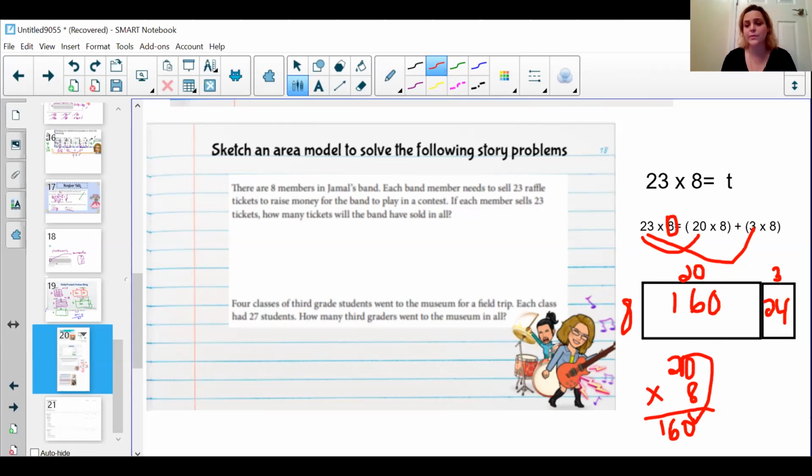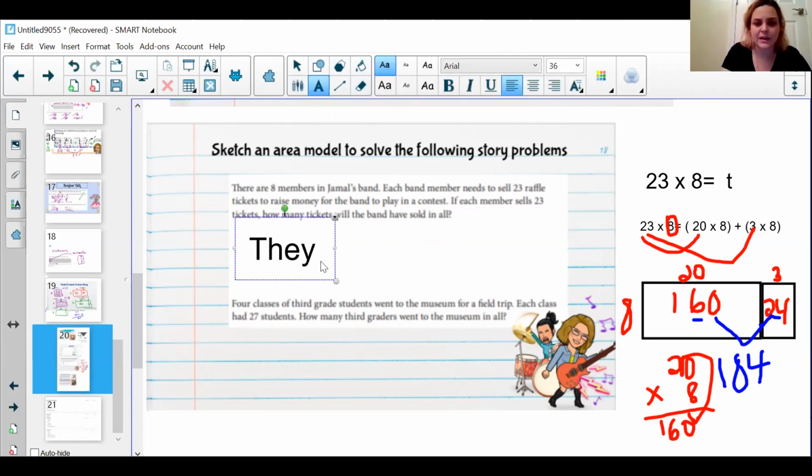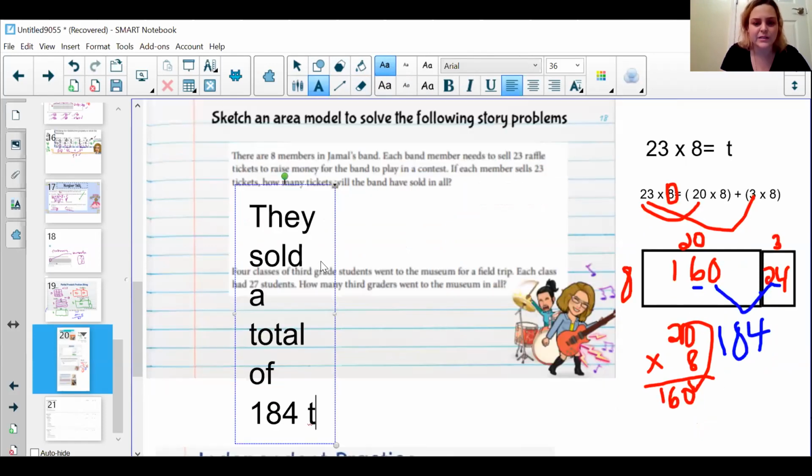Now, what am I going to do with these numbers, these products? I'm going to add them. Because here it is, 20 times 8 is 160, and 3 times 8 is 24. And I'm going to use a different color just so you guys can see it better. 0 ones and 4 ones, that's 4. 6 tens and 2 tens, 60 plus 20 is 80. And then I have 100, right? So then our product, or the number of tickets that they sold, is 184 tickets in total. So let me write that down so you guys can see that. They sold a total of 184 tickets.